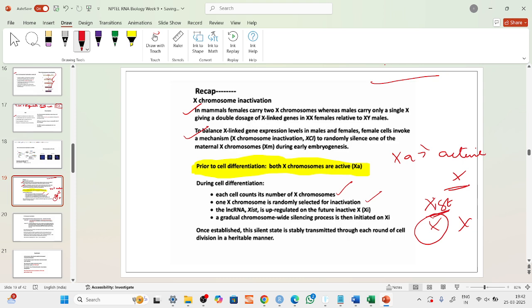Then a gradual chromosome-wide silencing process is initiated on this particular X chromosome. Once established, this silent state is stably transmitted through each round of cell division in a heritable manner. Suppose this particular X has been selected; then in a heritable manner this X will be silenced in further generations also. Could you understand this? Once established, this silent X state is stably transmitted through each round of cell division in a heritable manner.